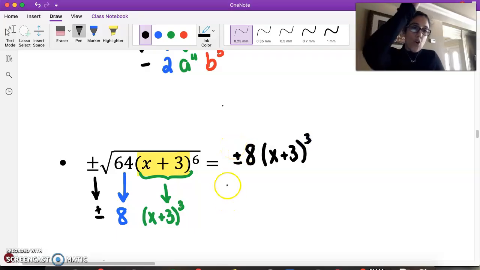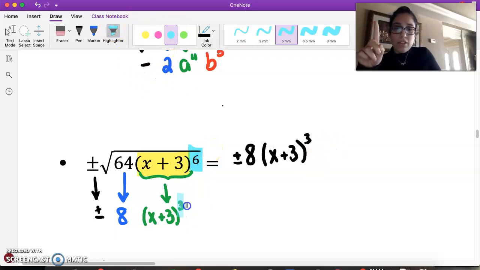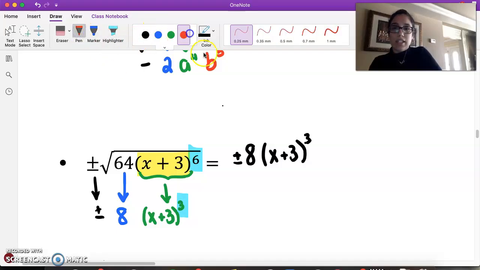But what do we need to put here? You have to put absolute value bars, because you went from an even degree to an odd degree. So this really is the absolute value of this.